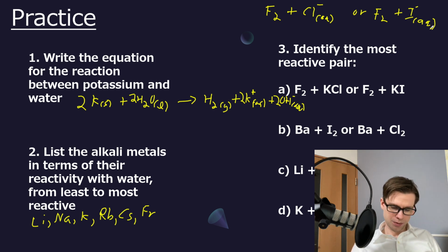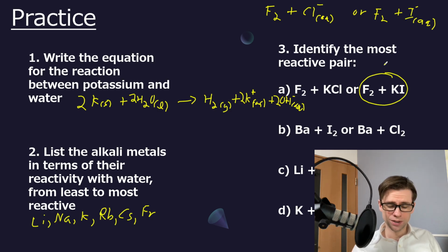So, what did we say? We said F2 will basically take an electron from the other halides. It's more electronegative, so both of these reactions will go, but which one will be the most reactive? It's going to be the one that has the least electronegative anion. So in this case, I minus, or in the salt form, KI.